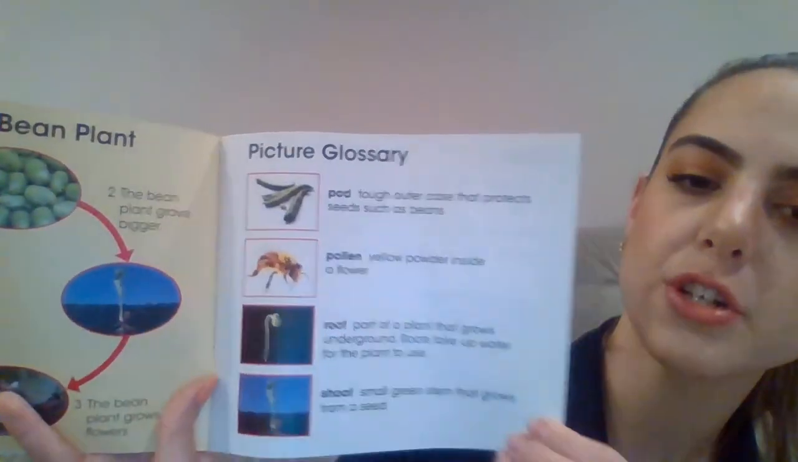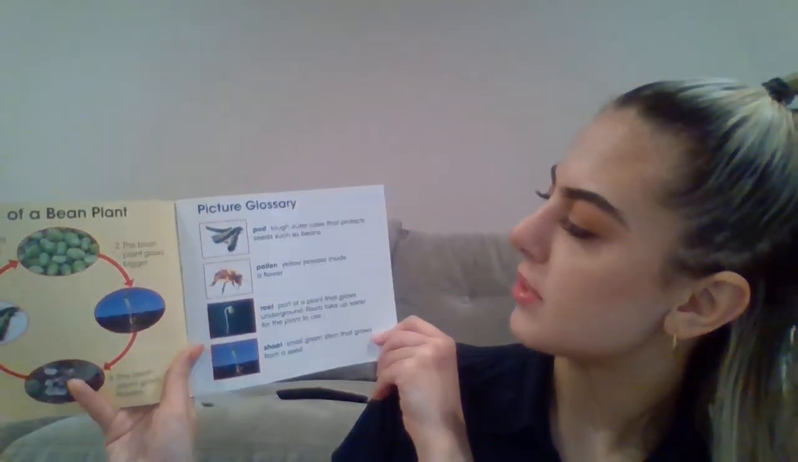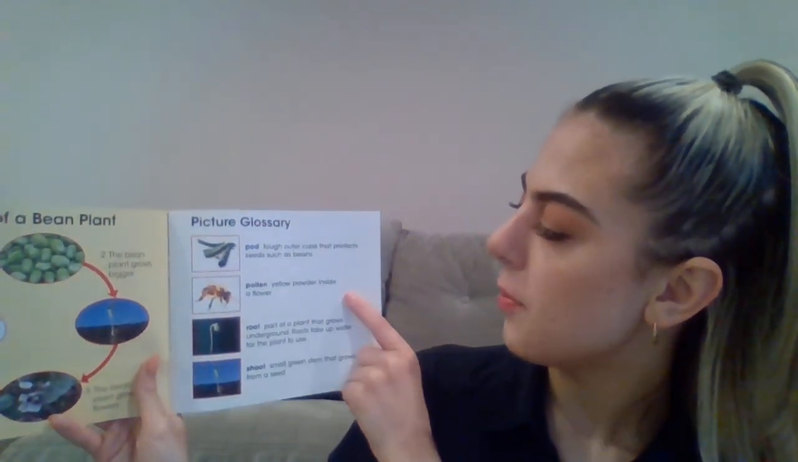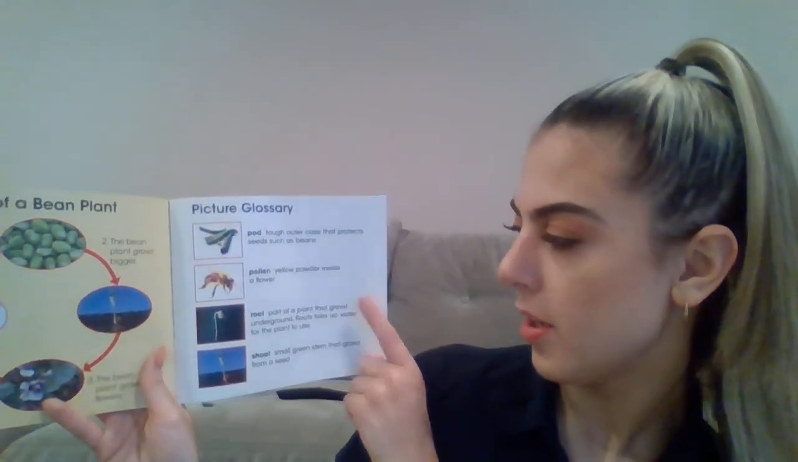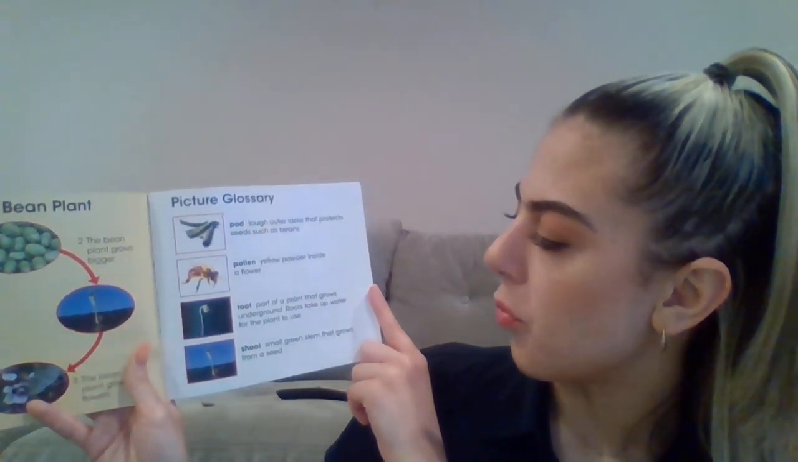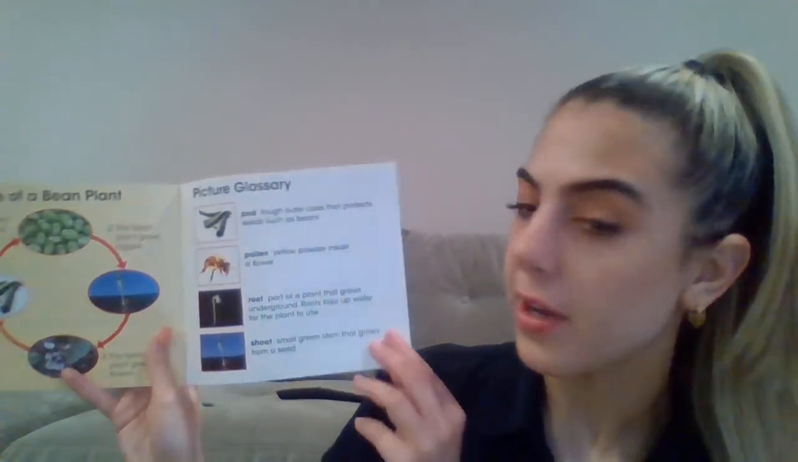And we can look at the picture glossary over here, which shows us a pod is the tough outer case that protects seeds such as beans. Pollen is a yellow powder inside of a flower. A root is a part of a plant that grows underground. Roots take up water for the plant to use. A shoot is a small green stem that grows from a seed.